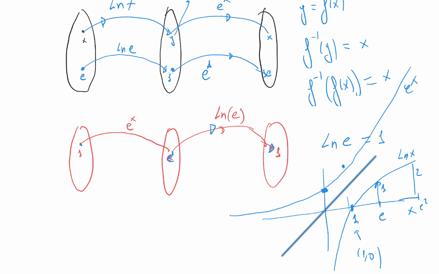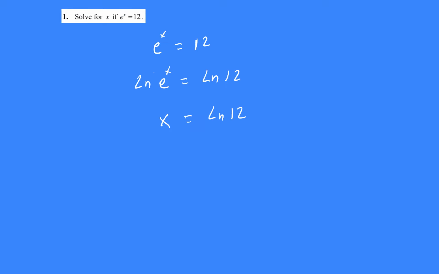Now let's go to do the problems. The first problem says, if e to the x is equal to 12, what is x? What is the number x? When I do e to the x, I will obtain 12. So you will apply the natural log to this equation. If I apply the natural log to both sides of the equation, I will obtain the natural log. Natural log means that the base is e.